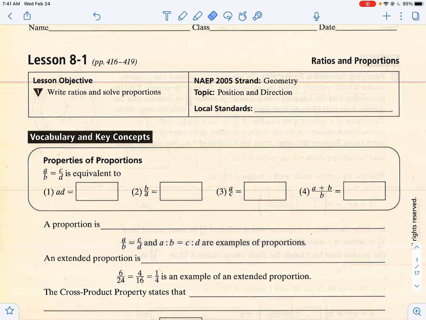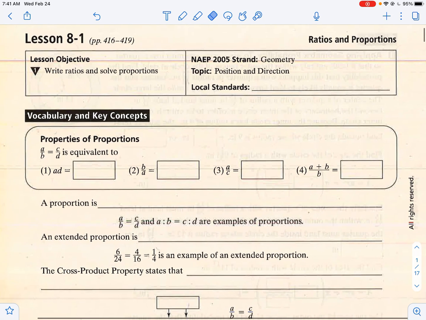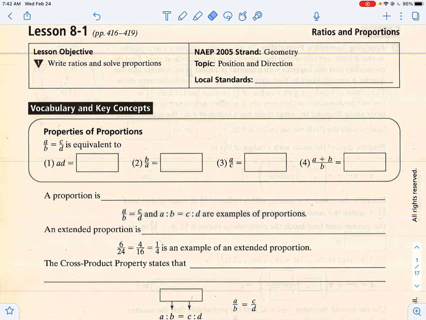Okay, lesson 8.1 is about ratios and proportions, and our objective is to write ratios and solve proportions. So first let's look at some vocabulary. Properties of proportions. So A over B equals C over D.